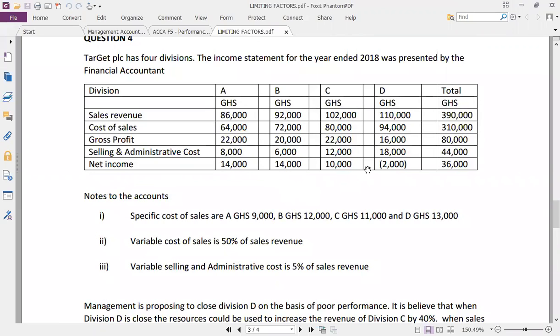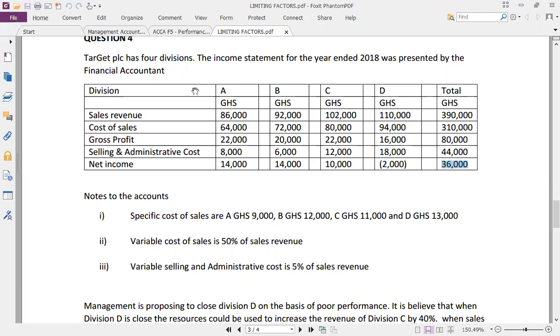Now, the total profit is 30,000, as you can see here, right? When the company retained division D, the profit is 36, right? Thank God the examiner has not done that for us. What will be the total profit when they shut down division D? So just calculate that, and at the end of the day, you compare these two profits together. How do we get it? So let's see.